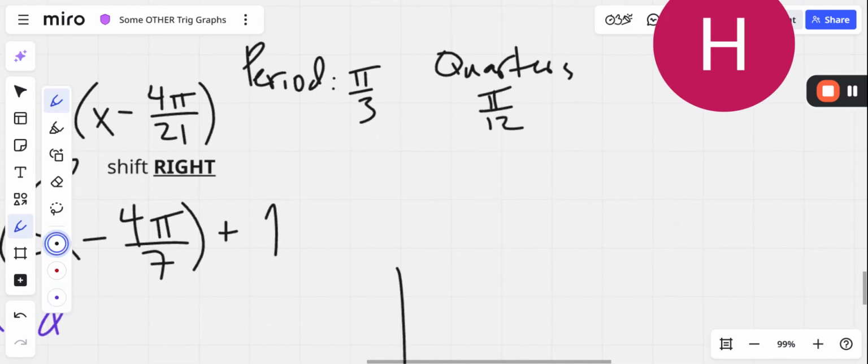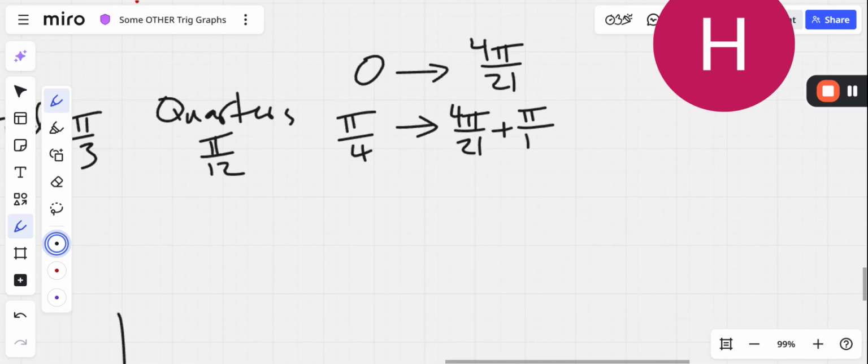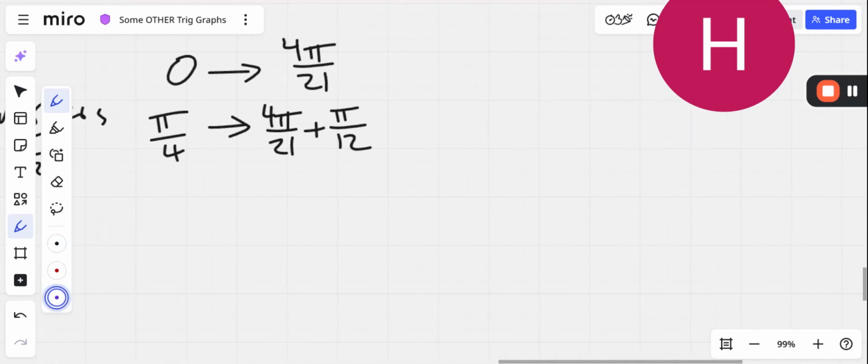And then we'll take a look at where our quarter marks are going to go. So our starting point here is actually going to go to 4 pi over 21. My pi over 4 location, not pi over 2. Remember that the first quarter mark for tangent is pi over 4. This is going to go to 4 pi over 21 plus pi over 12. Yeah, this is not so pleasant, guys. We have to find their common denominator. It turns out that their common denominator is 84. If you multiply them together, you get, what, 252? But there's a smaller common denominator than that.